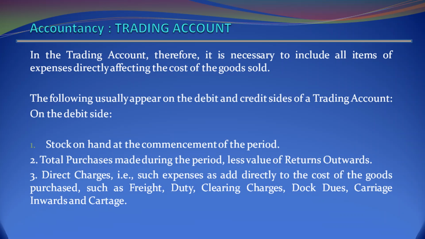In the trading account, therefore, it is necessary to include all items of expenses directly affecting the cost of the goods sold. The following usually appear on the debit and credit side of a trading account. On the debit side: 1. Stock on hand at the commencement of the period. 2. Total purchases made during the period less value of returns outwards. 3. Direct charges, such expenses as add directly to the cost of the goods purchased, such as freight, duty, clearing charges, dock dues, carriage inwards and cartage.